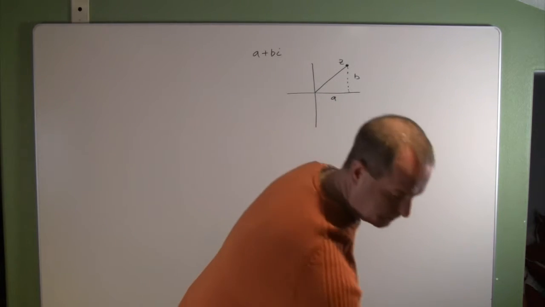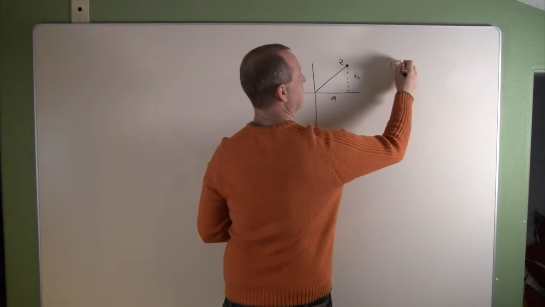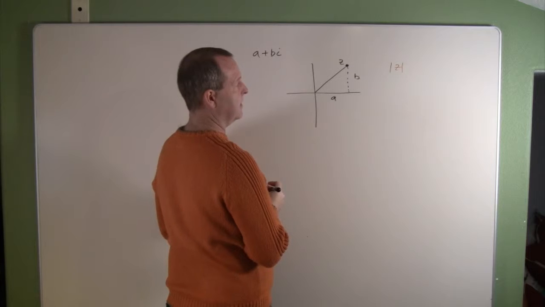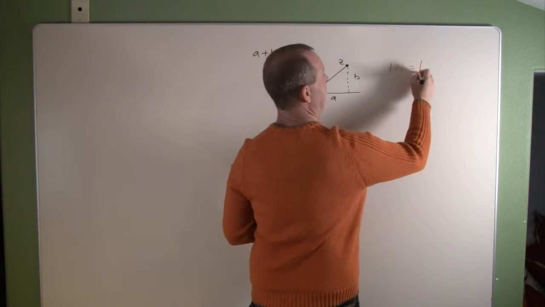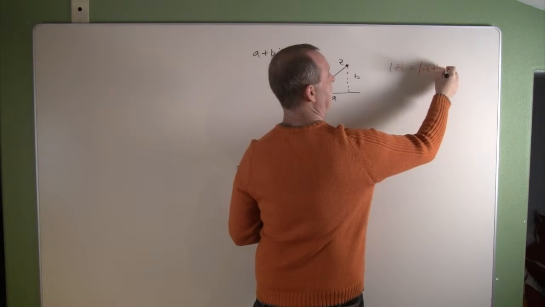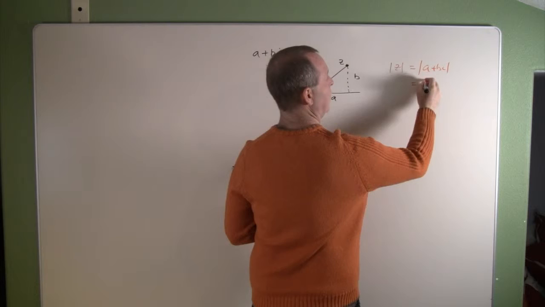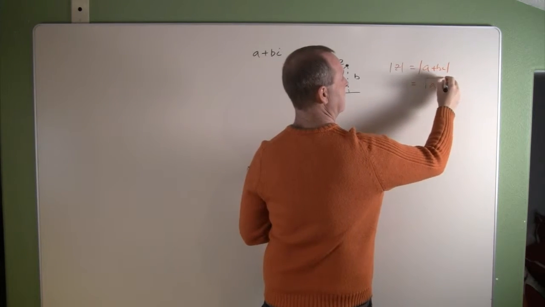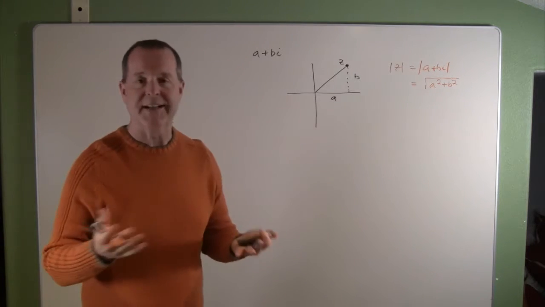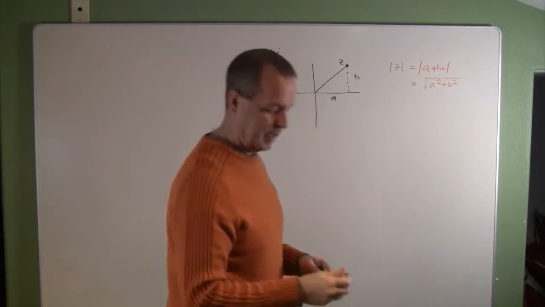And if we remember that the absolute value of that distance, or Z, is equal to the absolute value of A plus Bi, and that would equal the square root of A squared plus B squared. And that's our distance formula. We're just looking at it in terms of the complex plane.